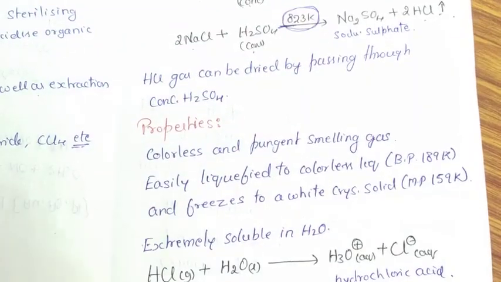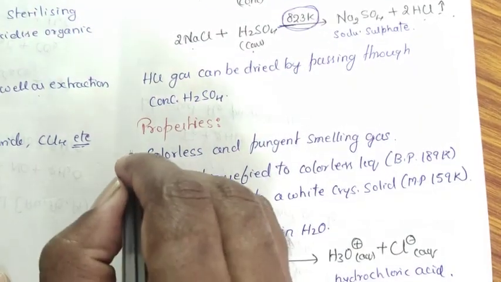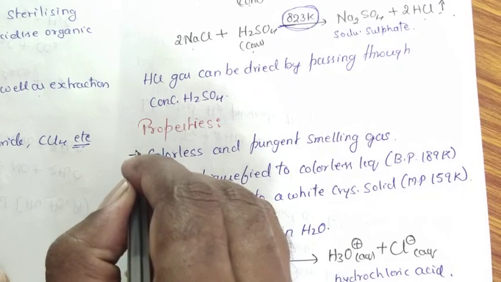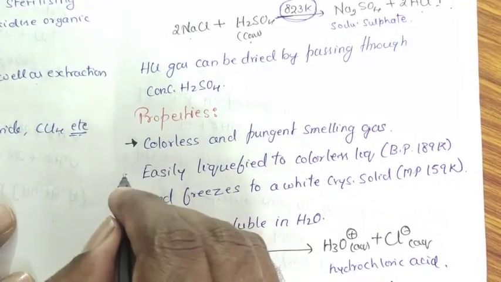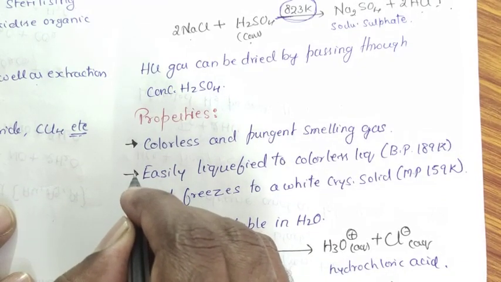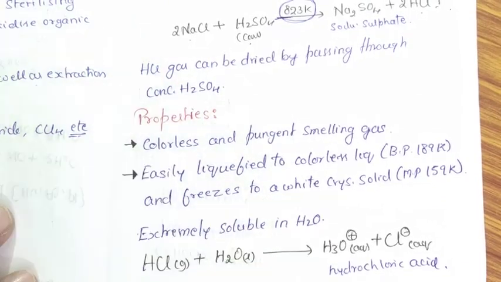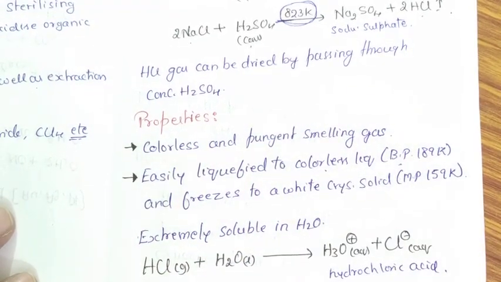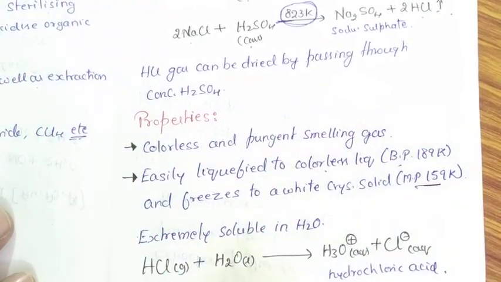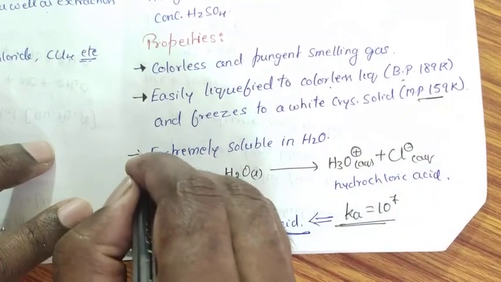Coming to the properties of hydrogen chloride. It is a colorless and pungent smelling gas. It can be easily liquefied by applying certain pressure. And this colorless liquid possesses boiling point 189 Kelvin with the melting point 159 Kelvin. It is extremely soluble in water.